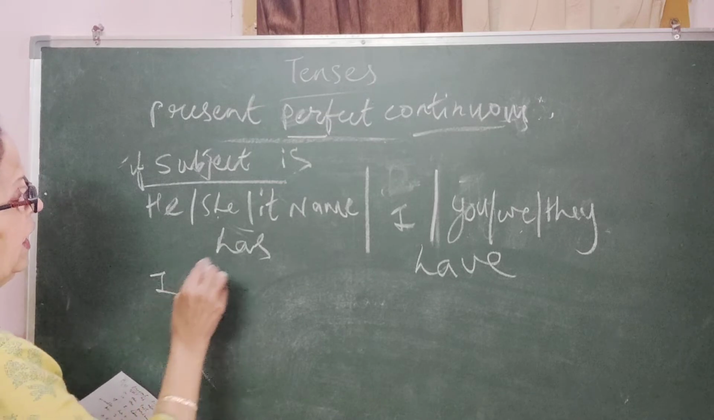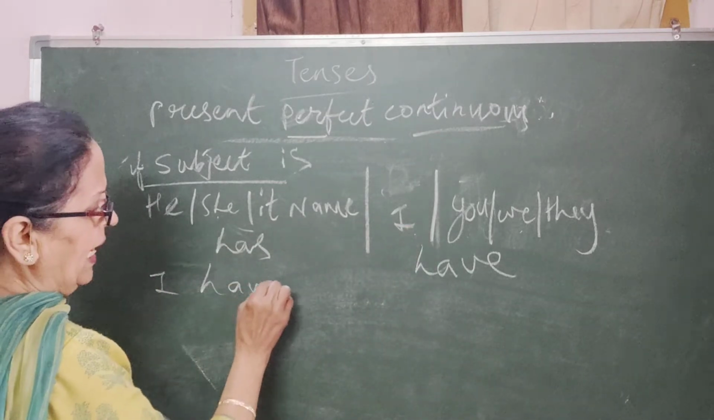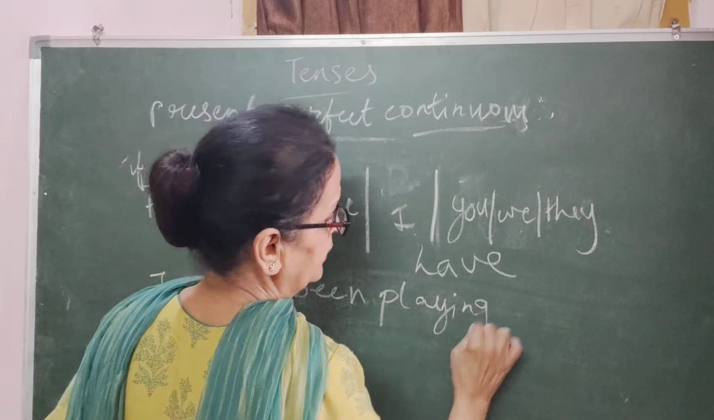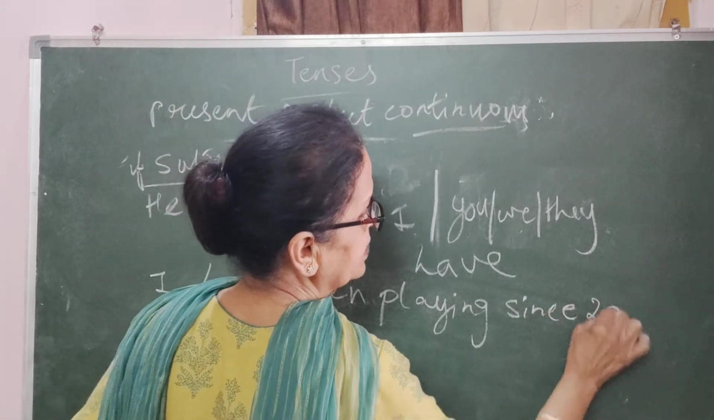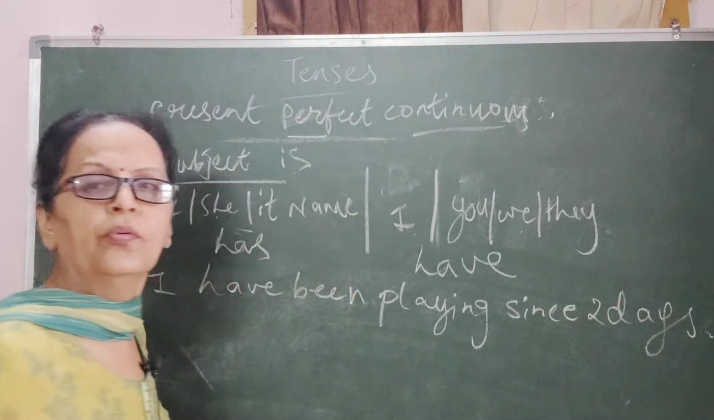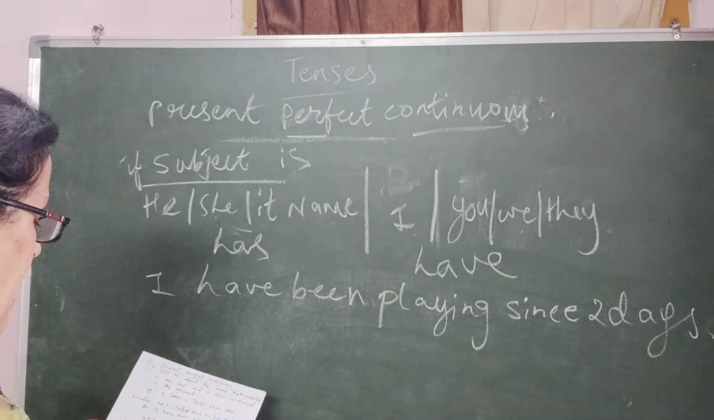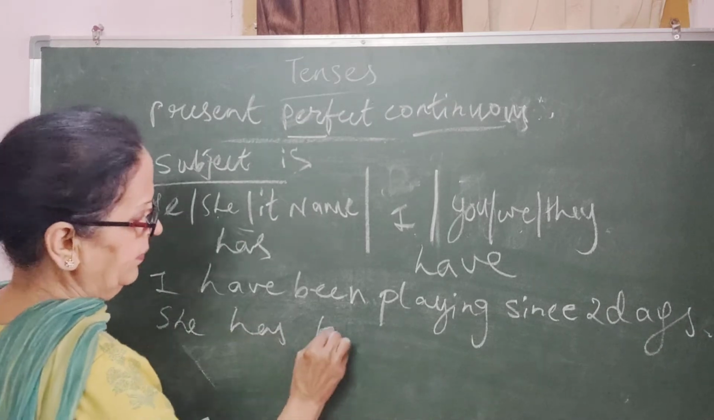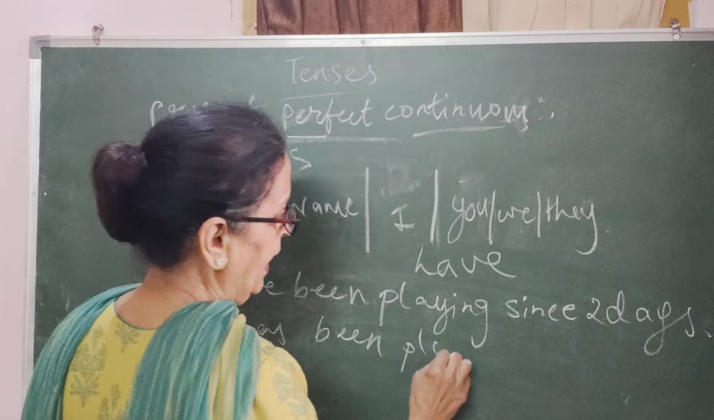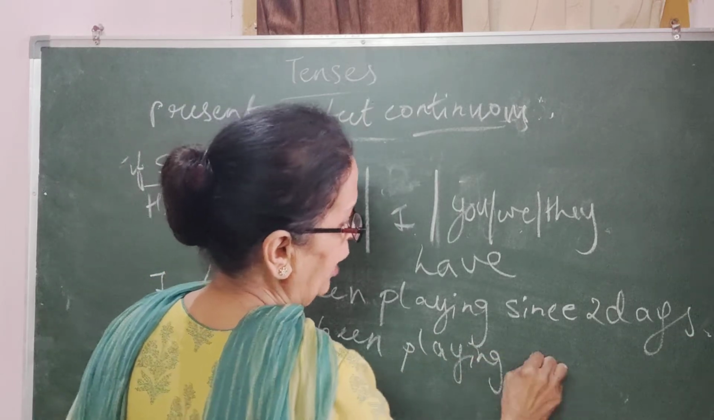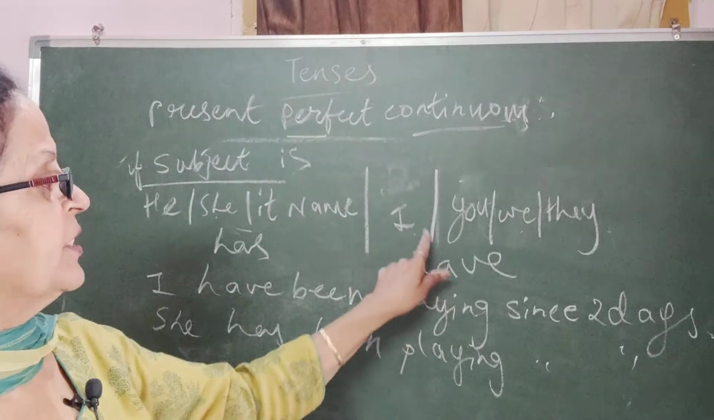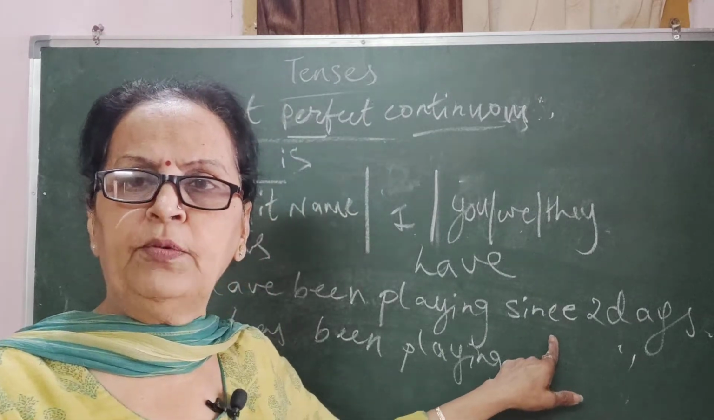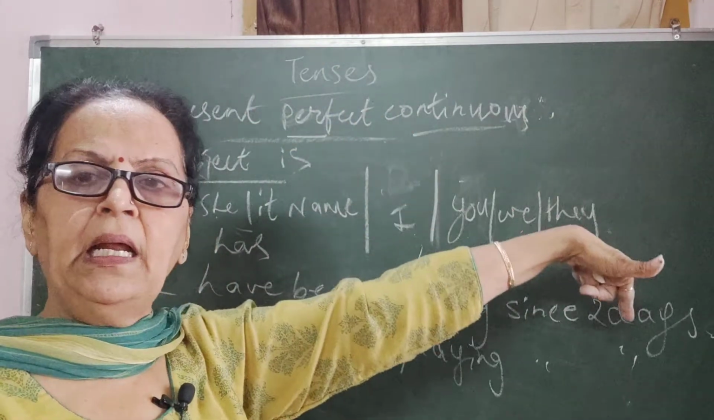So if I use I, it becomes I have been playing since 2 days. I have been playing every day for 2 days. And if I write she, it becomes she has been playing since 2 days. I hope you can understand. According to the subject, the verb has to be used. Since is used for the duration of time, to show that it was previously, till date.